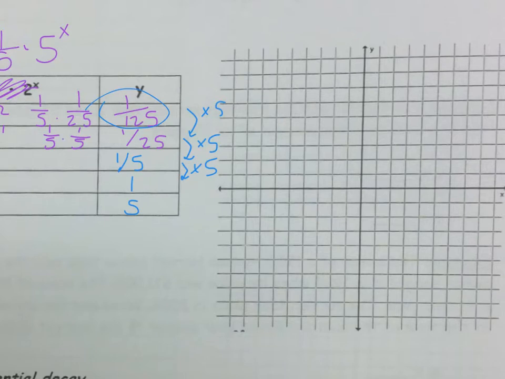So again, let's go by 5s here. So 1, 2, 3, 4, 5. Here's going to be -1. 1, 2, 3, 4, 5. Here's going to be 1, just so I can graph it better. 1, 2, 3, 4, 5. Here's 1. So when x is -1, y is 1/25. So -1 comma 1/25.